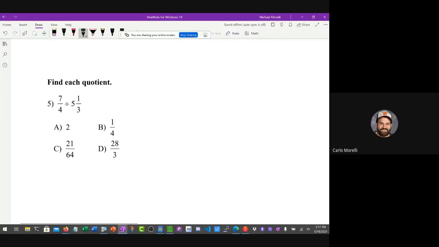Moving on to number 5, we're trying to find the quotient of 2 fractions. Now the first step is to take 5 1/3 and convert that into an improper fraction. So that's 5 times 3 plus 1 over 3. 5 times 3 is 15 plus 1 is 16 over 3. So now I'm dividing 7/4 by 16/3, which means I'm multiplying 7/4 by the reciprocal of 16/3, or 3/16.